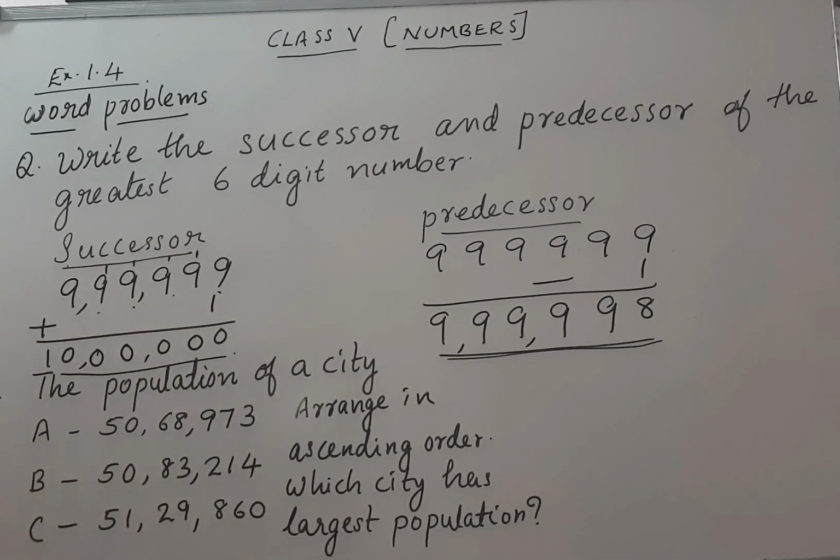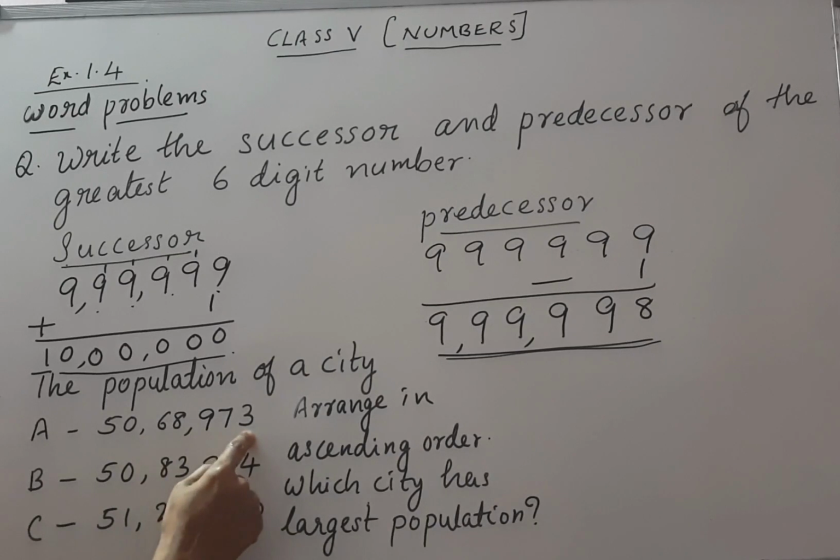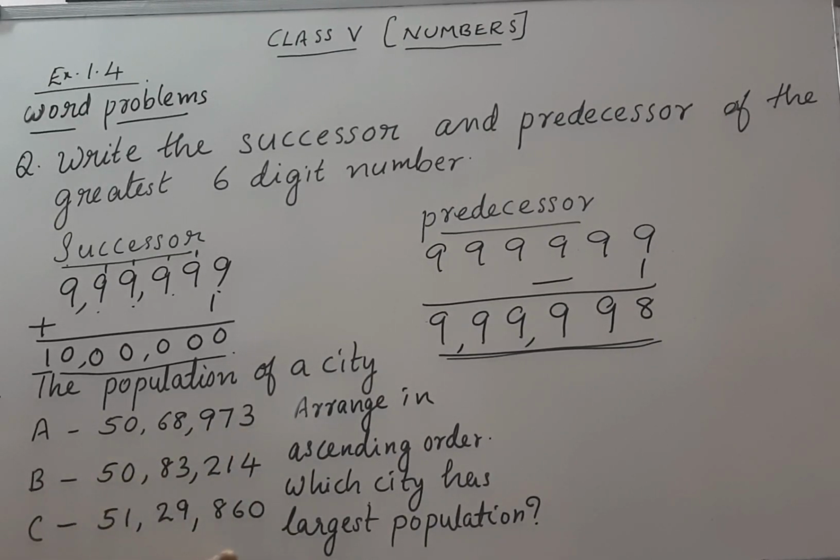Now the last question: the population of a city is given, A, B, C. 3 cities are given here. We should arrange those populations in ascending order, and one more question is asked there: which city has the largest population. Ascending order means small to big. That method was also already studied. Count the digits first: 1, 2, 3, 4, 5, 6, 7 digits are there. In all 3 numbers you can see 7 digits.